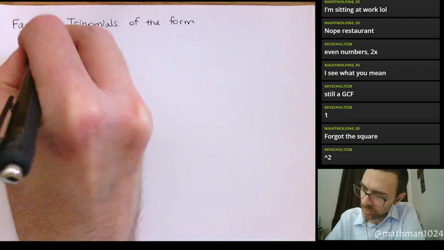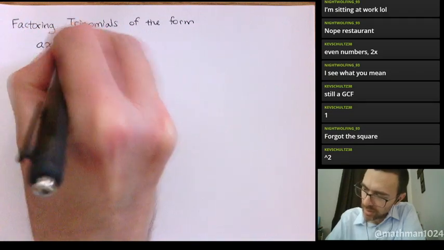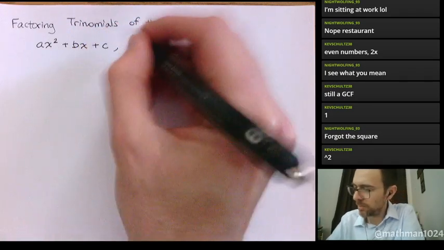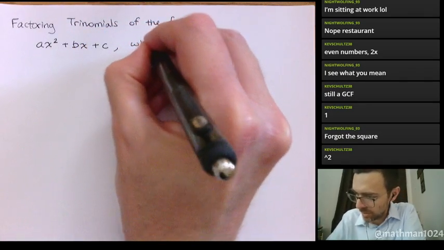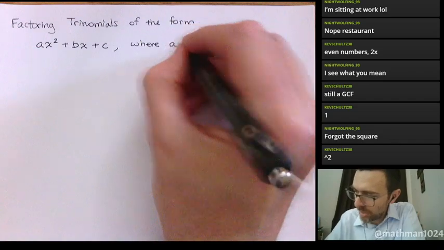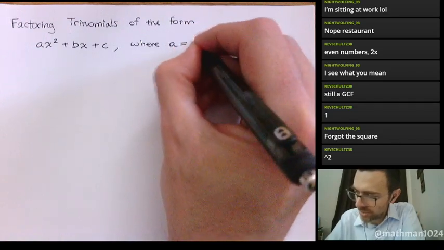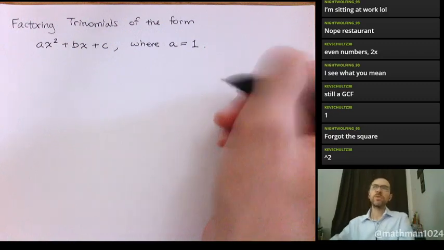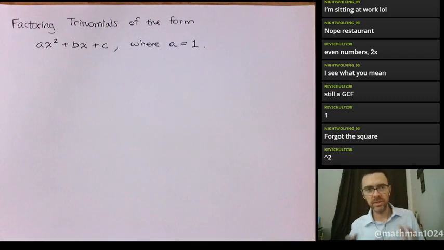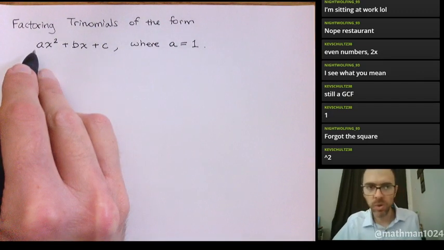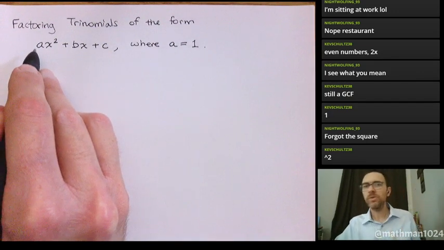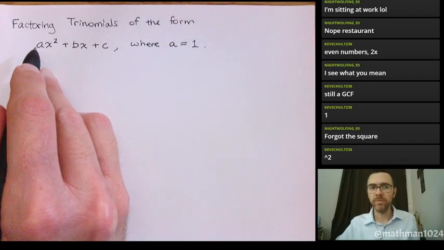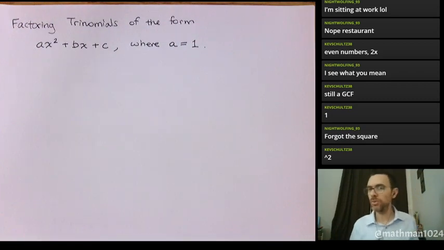Factoring trinomials of the form ax squared plus bx plus c, where our lead coefficient is equal to 1. So this is the first part of factoring trinomials. We make it nice and simple. If this lead coefficient is 1 and you just have x squared, these are some of the easiest factoring problems that we can do. And it's all about playing the right number game. But you've got to know what the game is so that you can follow the rules correctly.